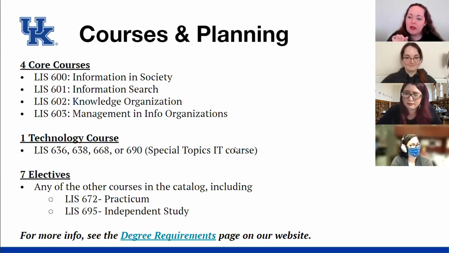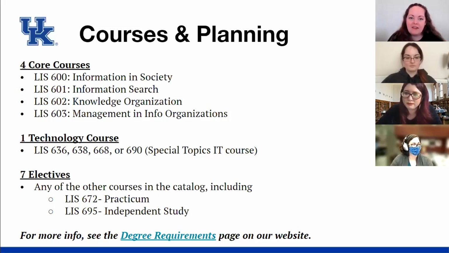Outside of the 4 core and the 1 technology, you've got 7 electives. You can pick anything in our catalog, including our 672, which is a practicum class. You can get course credit for an internship. And by all means, please be paid. We want you to be paid. Our preference is for paid internships all the way.